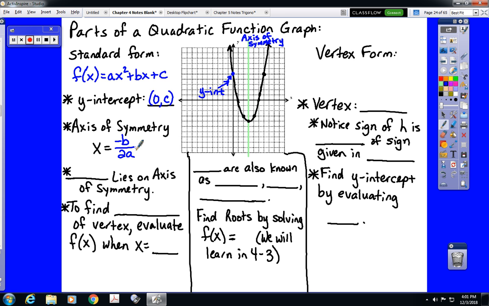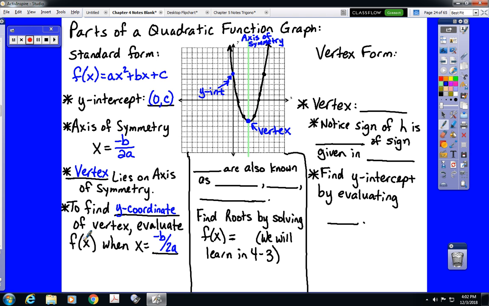It's worth noting that that is also the x-coordinate of the vertex, because the vertex always lies on the axis of symmetry. See? The only point on the parabola that is also on the axis of symmetry. Now, if we want to find the y-coordinate of the vertex, because that's the x-coordinate, what we need to do is take that value, negative b over 2a, and plug it into f of x to find y, to find f of x.